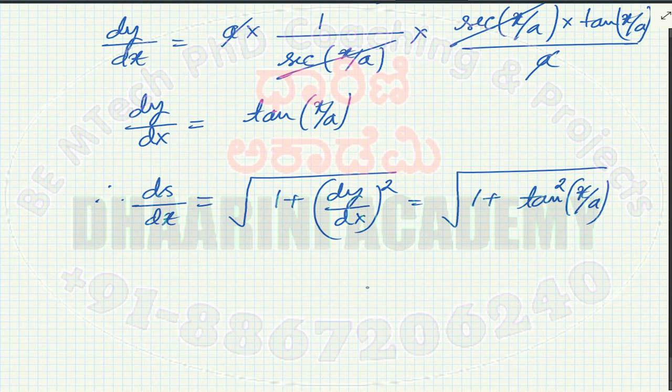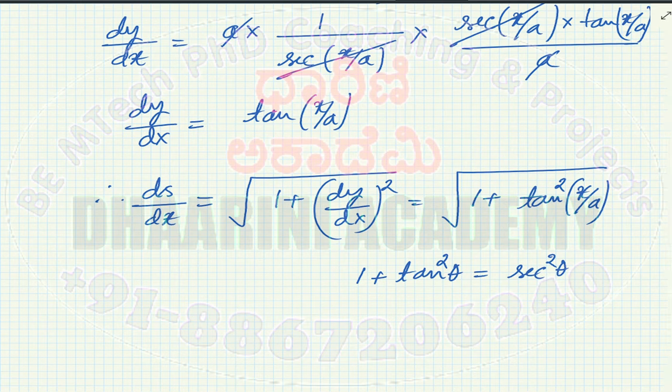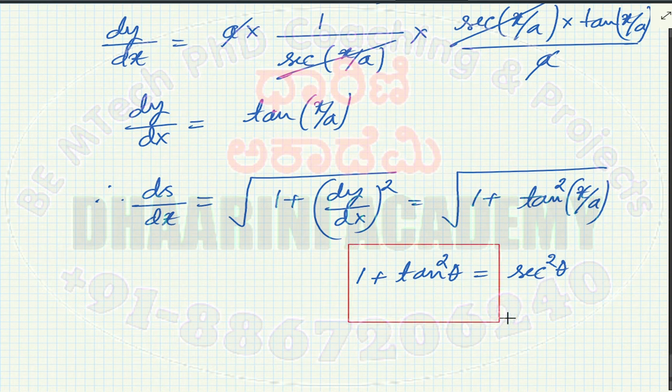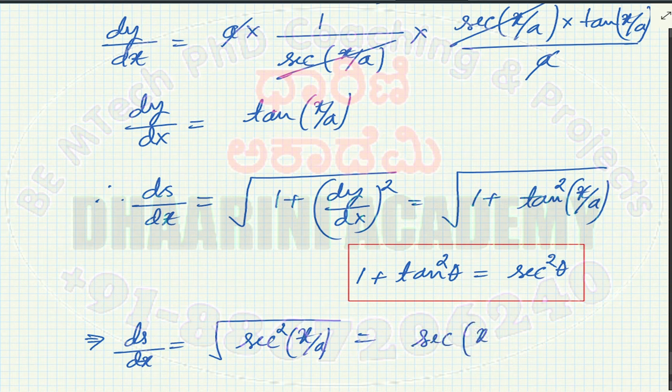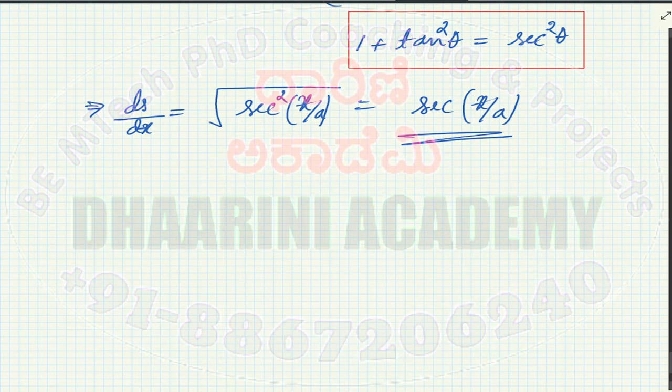We have one rule in trigonometry, that 1 plus tan square theta is equal to secant square theta. This is the fundamental equation that we are going to use here. So this implies ds by dx is equal to under root 1 plus tan square theta, which is root of secant square theta, but in this case theta is x by a. So the root and square cancel, and simply you get secant of x by a. So this is what has been asked and we solved it. That's the ds by dx.